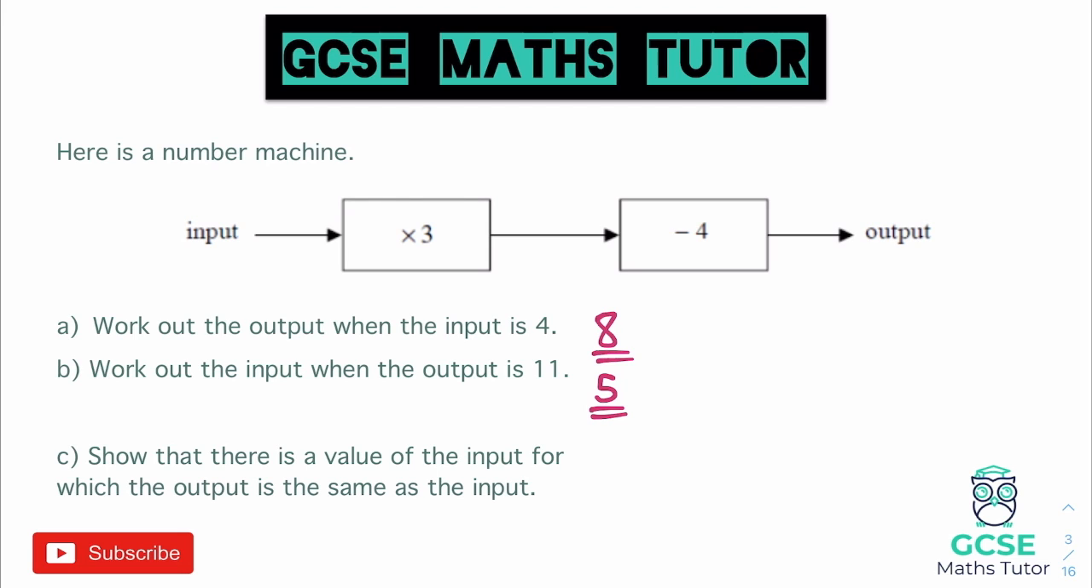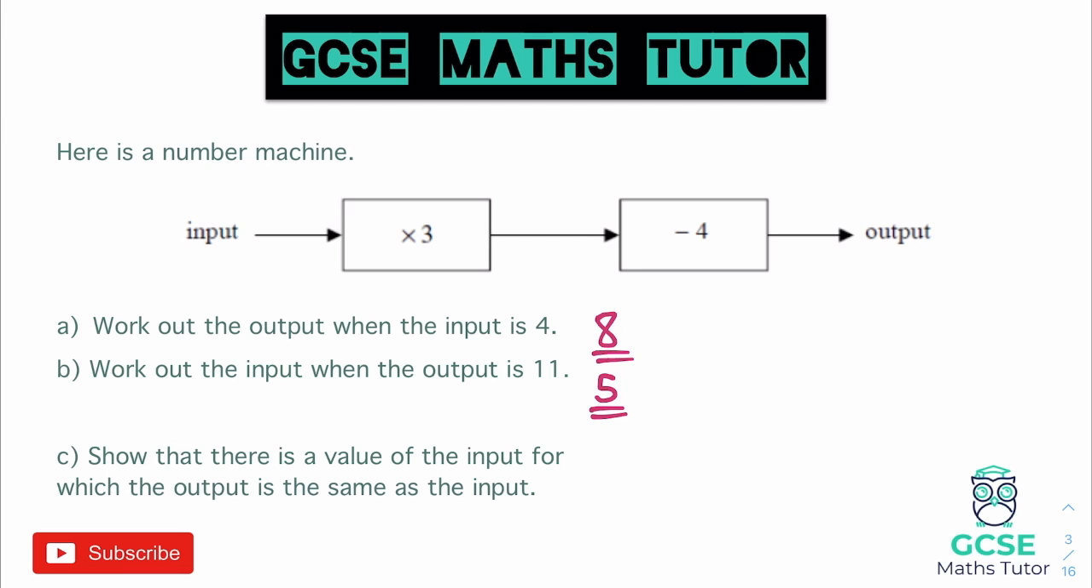Now there are two ways of doing this. Of course you could just guess a number, so we could say, okay, well if we put in 1, what do we get? Well, times that by 3 is 3, take away 4 is minus 1. So 1 doesn't work, and we could just build up from there. And it might just be that you get it on the second or third guess.